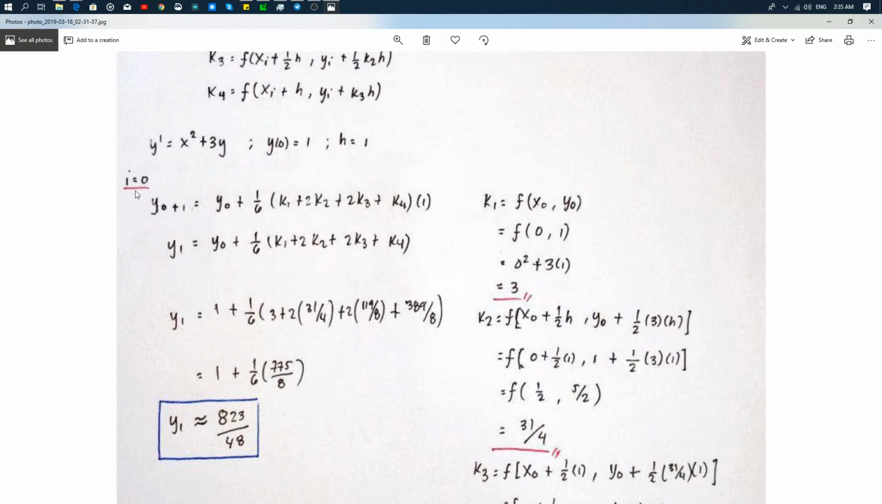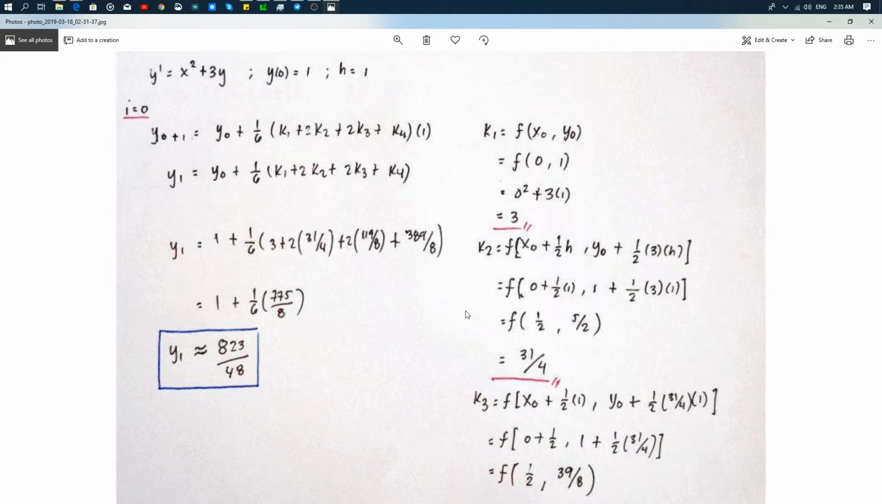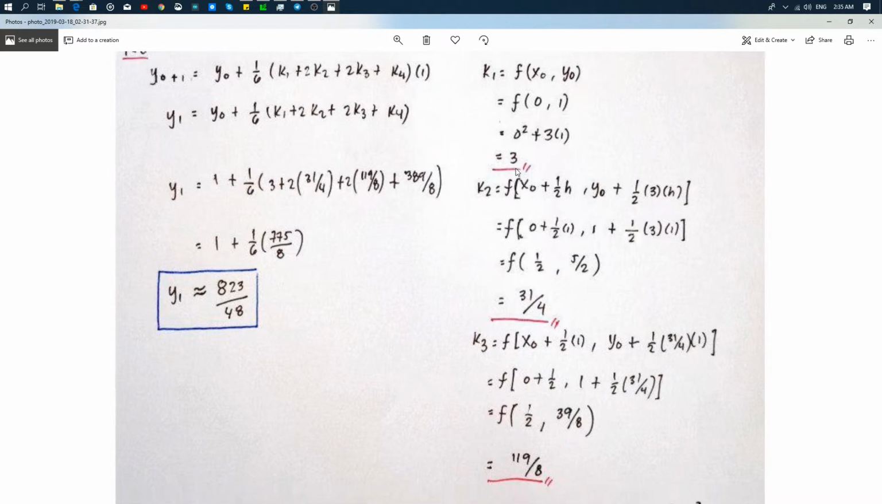So at i equal to 0, we have y sub 1 is equal to y sub 0 plus 1/6 of k1 plus 2 times k sub 2 plus twice of k sub 3 plus k sub 4. We have the value already for y sub 0, which is the initial value, but we don't have values for k sub 1, k sub 2, k sub 3, and k sub 4 yet. So we're going to solve it using the formulas given. The k sub 1 is equal to this formula, and we'll be having the initial values of 0 and 1. Therefore 0 squared plus 3 times 1 is equal to 3.